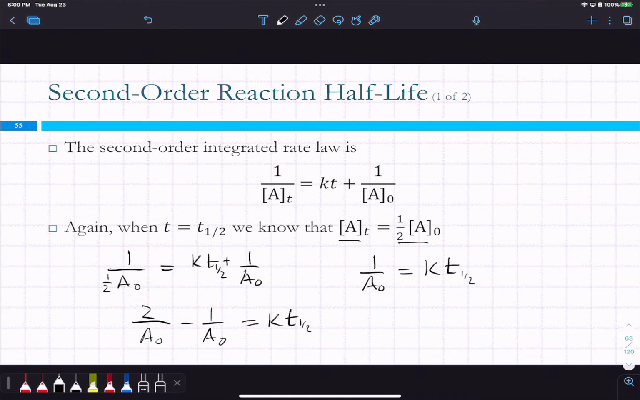So for the second order rate law, the half-life is dependent on your initial concentration. So as your concentration changes, your half-life also changes.